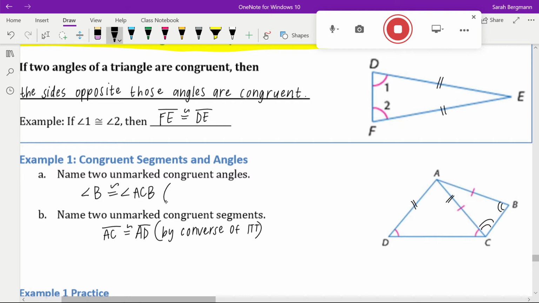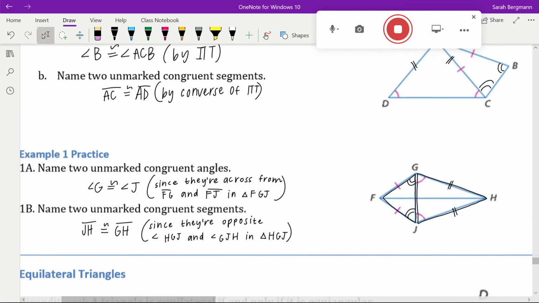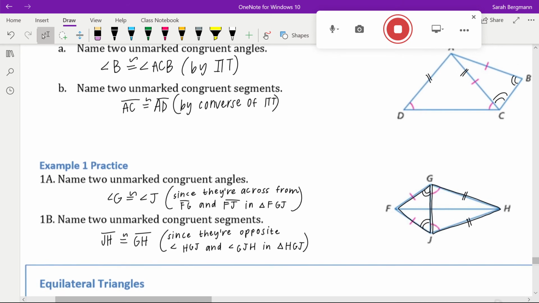So notice that when you are concluding something based off of ITT, you're saying that the angles are congruent, whereas if you're using the converse of ITT, you're saying a pair of segments is congruent. Pause the video and try the practice problem below. Here are the correct answers.